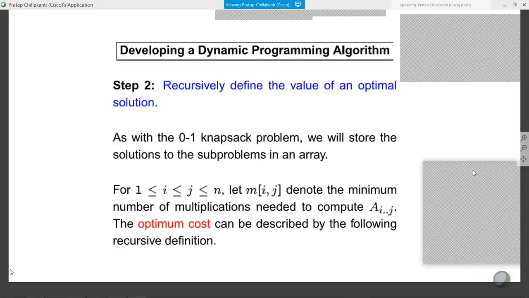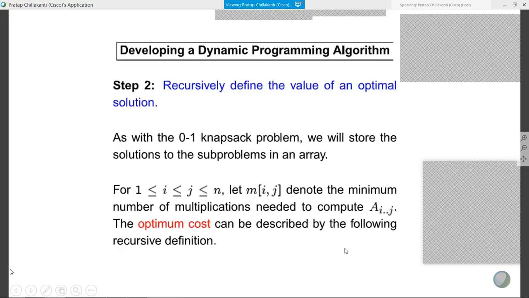So we introduce the notation M i j. What does M i j stand for? It's the minimum number of multiplications needed to compute A i to j. Remember the A i dot dot j. Don't think of A i j as one element. It is the multiplication of matrices with indexes i to j. I could think of it as A 1, 2, 3, 4, 5 or something like that. So M i j stands for the minimum number of multiplications required to perform A i to j.